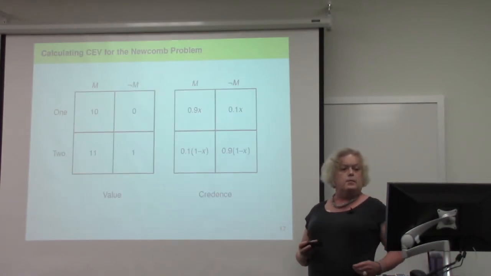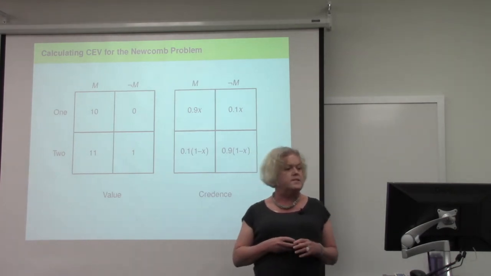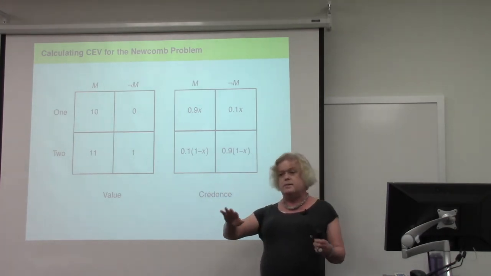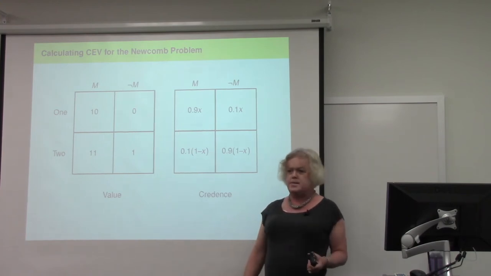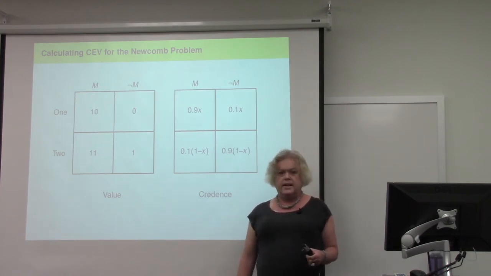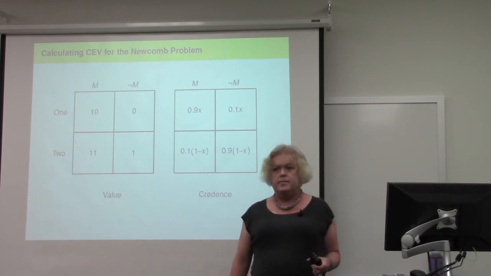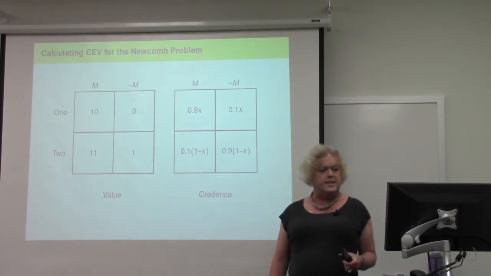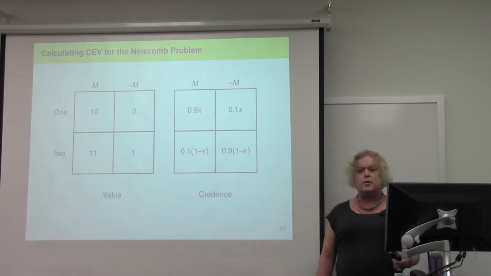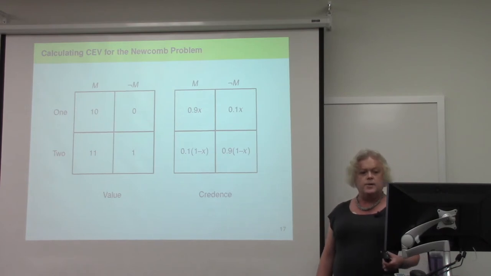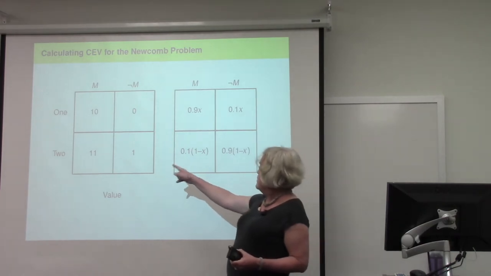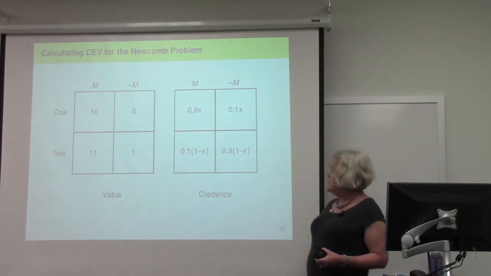So now for the Newcomb problem, let's change the numbers a bit so that there's $1 in the transparent box and $10 perhaps in the opaque box. And let's assume that the predictor is 90% accurate. Then a typical way of calculating expected value according to the causal theory, according to CDT, uses a value matrix and a credence matrix like this.